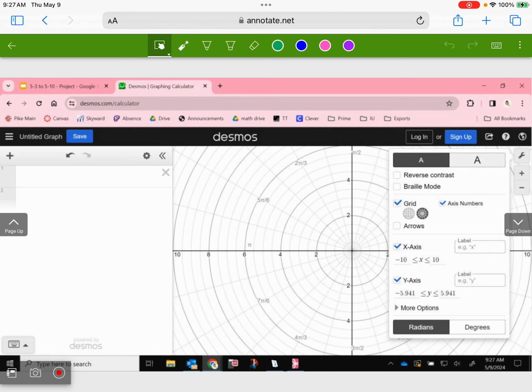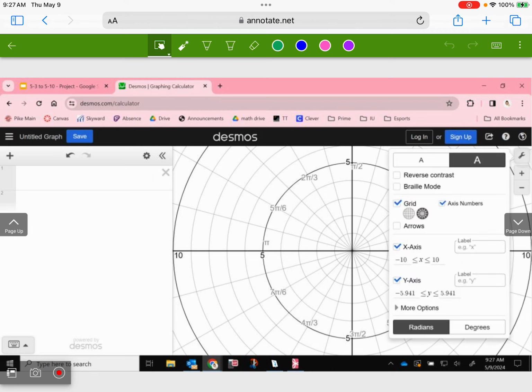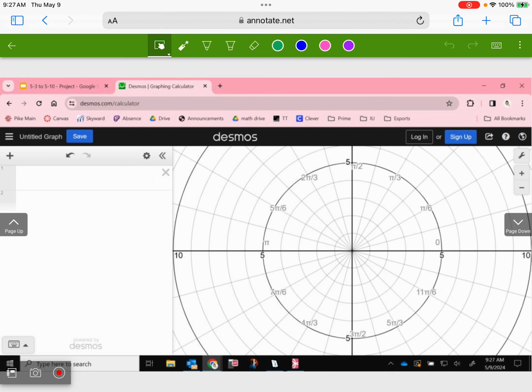I'm going to hit the big A that just makes my numbers bigger so you guys can see it better on the screen. It's in the little wrench on the graph, under grid is where it switches to polar. When we're writing our equations to graph these kinds of things, we have to include the R equals, or it's going to try to fit it on a traditional coordinate grid.